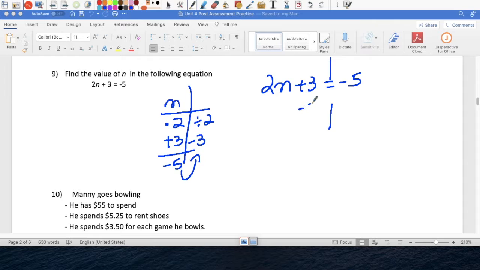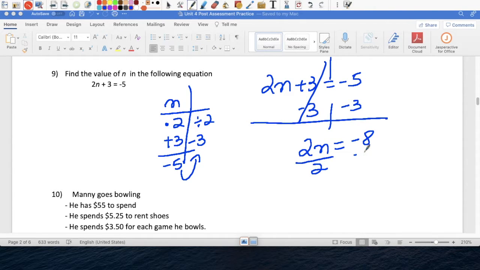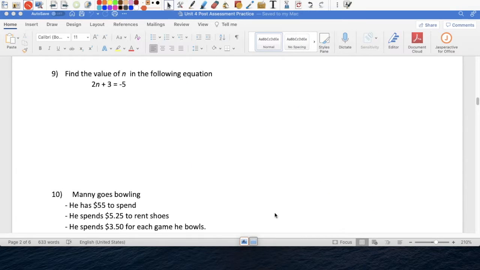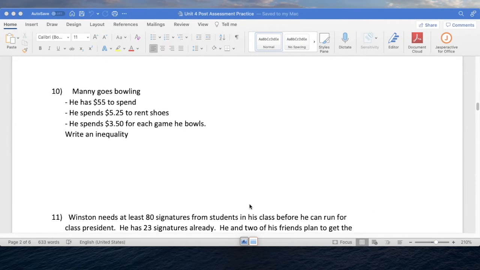So let's do minus 3, minus 3. That goes away. 2n equals negative 8. Divide by 2, divide by 2. n equals negative 4.